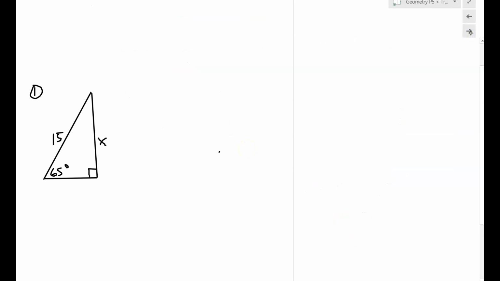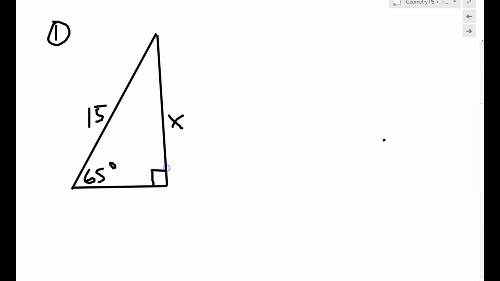All right. So first example, first problem. They're all kind of the same setup. Here's my reference angle of 65. So the first thing I want to do is label my triangle. Well, I know this is the hypotenuse.